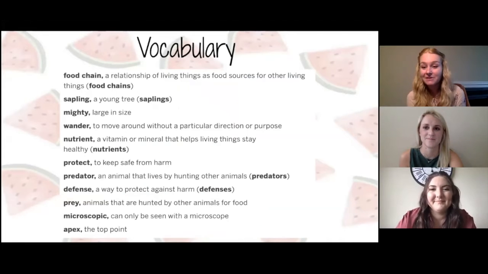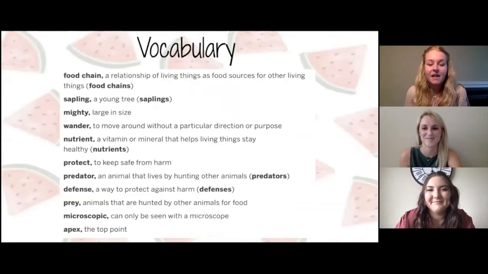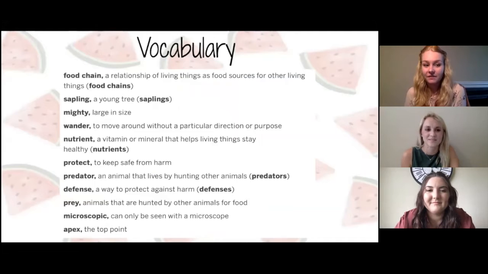Before we start, we need to go over our vocabulary. A food chain is a relationship of living things as food sources for other living things. Sapling is a young tree. Mighty is large in size. Wander means to move around without a particular direction or purpose. Nutrient, a vitamin or mineral that helps living things stay healthy.